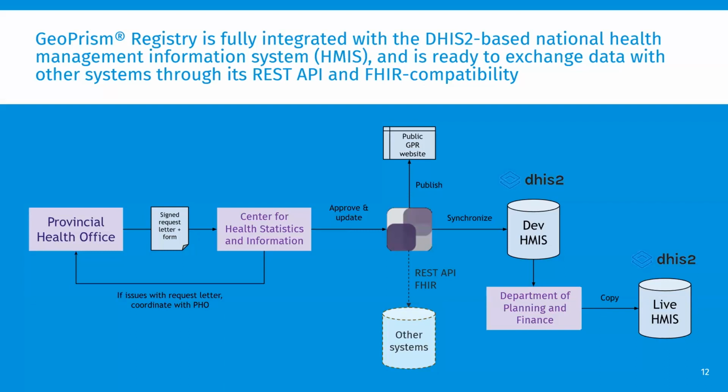They then get synchronized with DHIS2, which is the National Health Management Information System for Laos, and looking ahead to the future, because as part of the digital health strategy, Laos is looking to move towards an OpenHIE-based digital health architecture, GeoPrism Registry is also compatible with the FHIR standard, or Fast Healthcare Interoperability Resources. And of course, there is a REST API available for other systems as well. So once there is an interoperability layer or a health information exchange in place, GeoPrism Registry can easily plug into that.